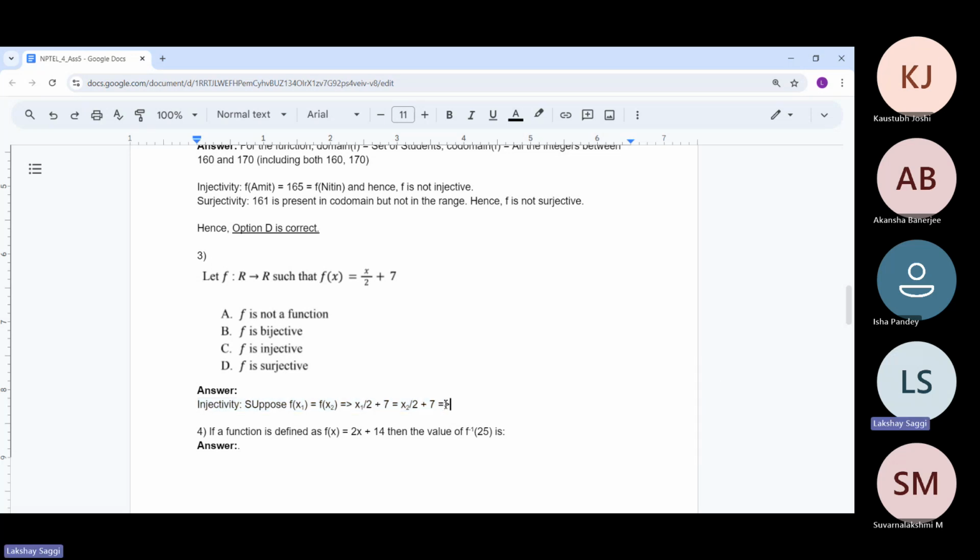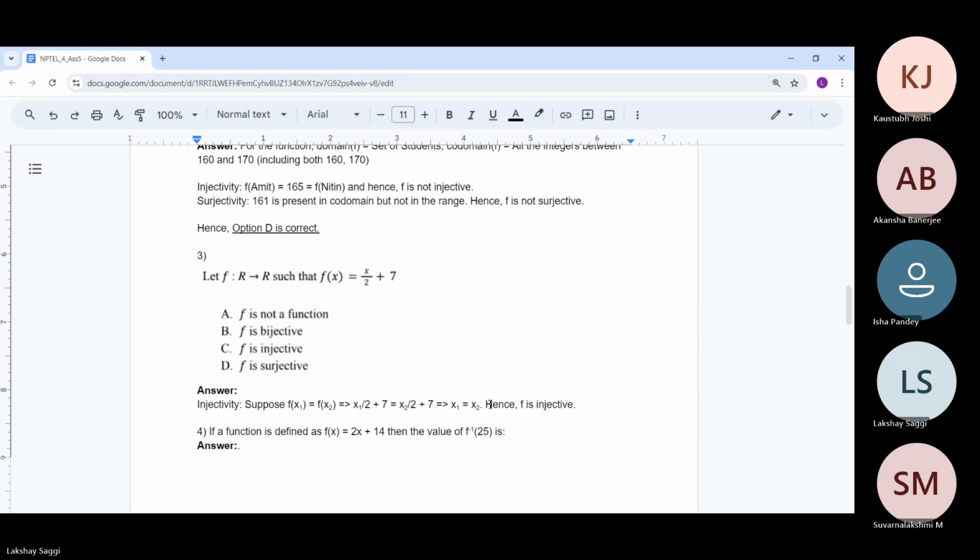So this will imply that x1 is x2. What we arrive at is, if f of x1 was equal to f of x2, then these two values will be equal, and if these two are equal, this will mean that x1 will be equal to x2. So effectively, we say that if f of x1 is equal to f of x2, then x1 will be equal to x2. And hence, f is injective.